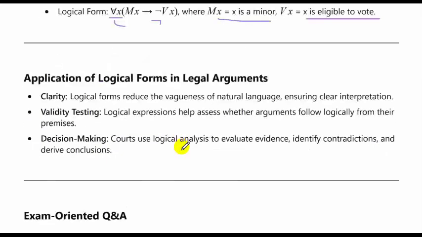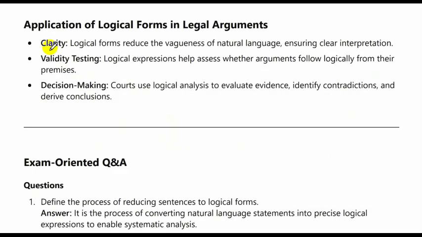Alright, let's move on to understand where we can apply the logical forms in legal arguments. First, it brings clarity. There is validity testing that we can do, and from that we can do some kind of decision making. Logical forms reduce the vagueness of natural language, so basically it makes it more precise, ensuring clear interpretation. Logical expressions help assess whether arguments follow logically from their premises. And decision making: courts use logical analysis to evaluate evidence, identify contradictions, and derive conclusions.